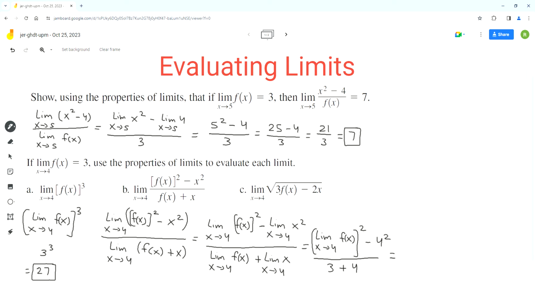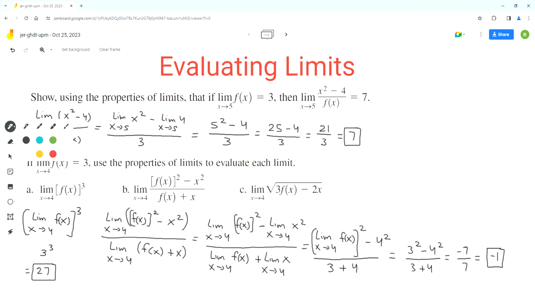Now in the numerator, we can apply the limit value that we are given. So it becomes 3 square minus 4 square over 3 plus 4. Now we can evaluate this. So 3 square is 9, 4 square is 16. So 9 minus 16 is negative 7 over 7, which is equal to negative 1. So this should be the final answer for part B. Now we can analyze part C.